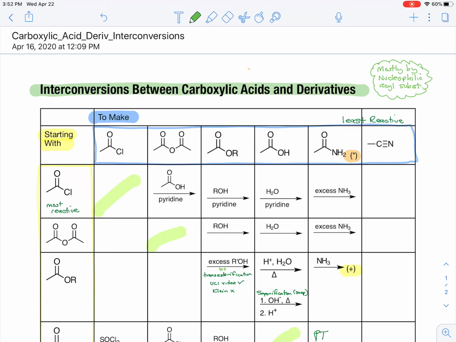All right, this table attempts to provide an overview of the interconversions between carboxylic acids and derivatives, and also between derivatives. Most of these reactions occur by nucleophilic acyl substitution, not all of them, but nearly all of them. The table is set up with the starting material on the left side, much as the reactant would be on the left side of a reaction arrow, and what you're making to the right of that. In both cases, they're organized from most to least reactive.